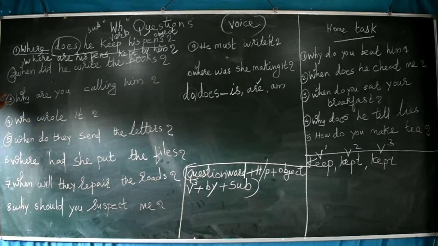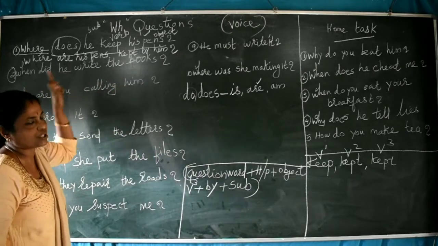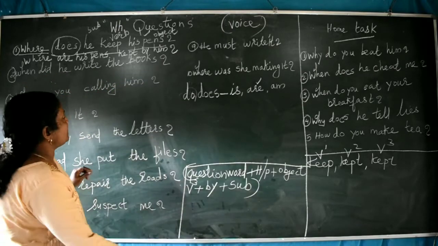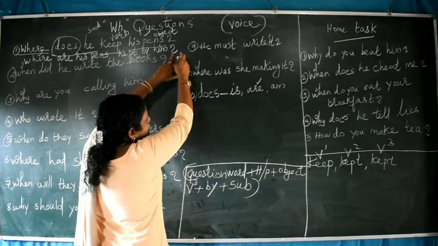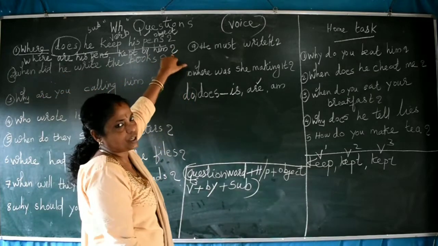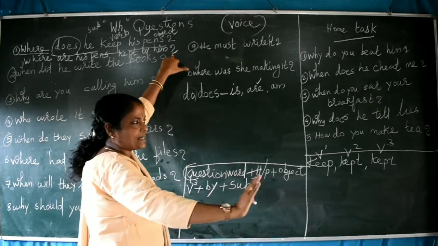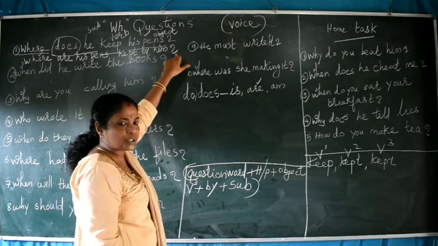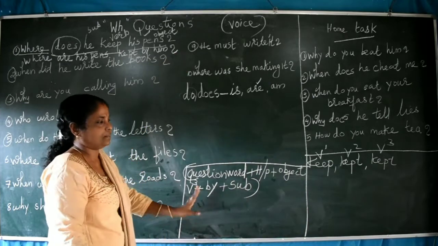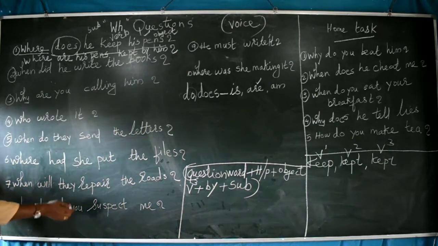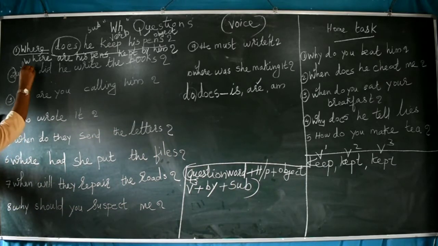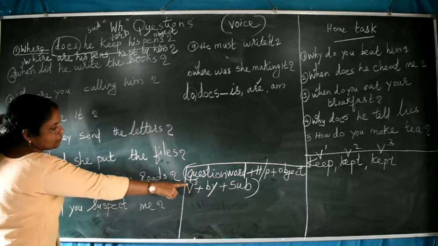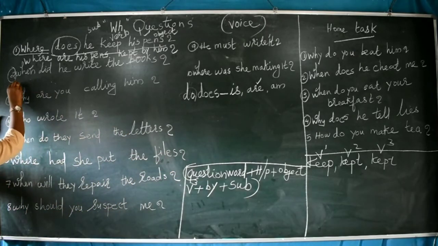And now I will move to the second question. Number 2. When did he write the books? And again, one thing, the question mark must be used. After making the full answer correctly, if you forget to apply the question mark, your mark is gone. So keep it in mind. Now next, when is also a question word, according to the formula. So the question word is when.